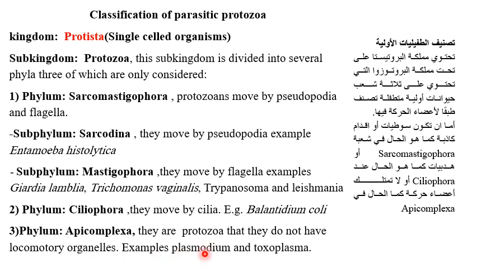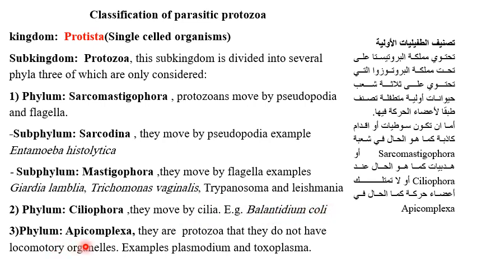Examples Plasmodium and Toxoplasma. So Protista, the kingdom, subkingdom Protozoa, 3 phyla, phylum Sarcomastigophora, divided into 2 subphyla, Sarcodina moved by pseudopodia, example Entamoeba histolytica. Subphylum Mastigophora, they move by flagella, Giardia lamblia, Trichomonas vaginalis, Trypanosoma, and Leishmania. Phylum Ciliophora, they move by cilia, example Balantidium coli.